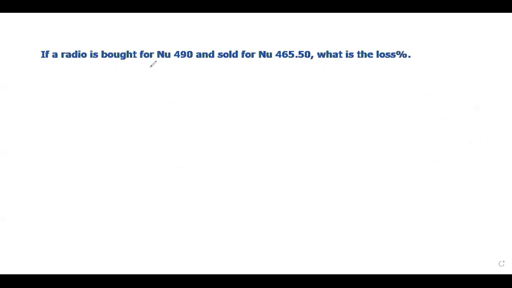If a radio is bought for 490 and sold for 465.5, what is the loss percentage? This is the cost price, bought for 490. And sold for 465.5, it will be the selling price, right? The question is asking us to find the loss percentage. So how are we going to find the loss percentage?